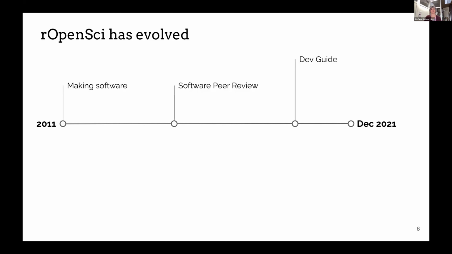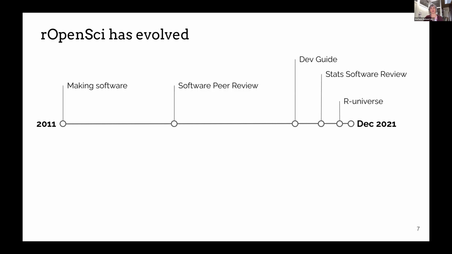So our focus shifted from providing users with a different tool for every data source and making that our role, to helping people build their own by developing and sharing standards. These days we're best known for our software peer review system and what we call our dev guide to creating and maintaining good research software. And we continually iterate on these things in response to questions and open issues and pull requests that are submitted by people in the R community.